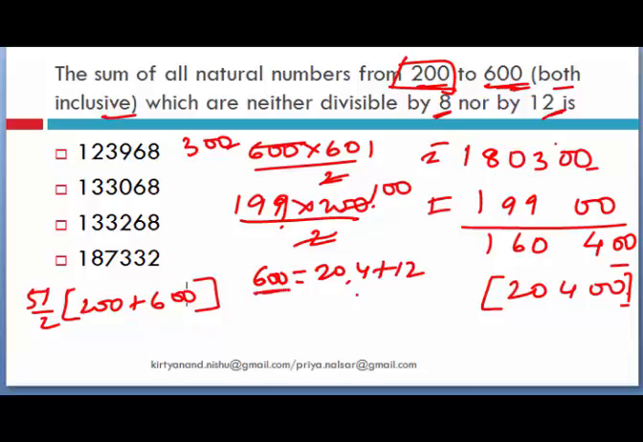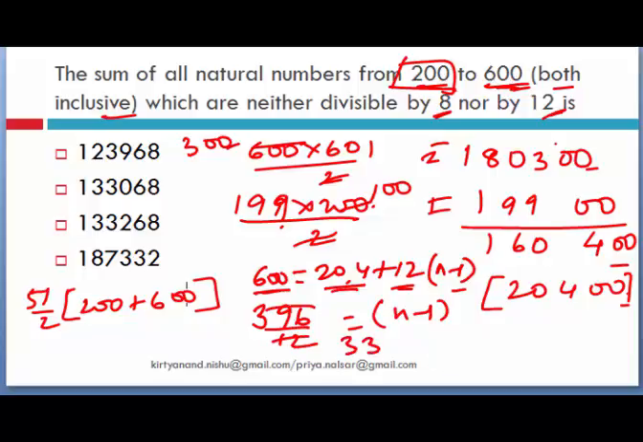So see, this is the final number, this is the first number, this is the common difference, and n minus 1. Okay. So if I subtract 204 from 600, it will give me a number of 396, which I will divide by 12, and it will give me a number of 33. So that means the total number of terms will be 34. Okay. So I find out this number again, 34.